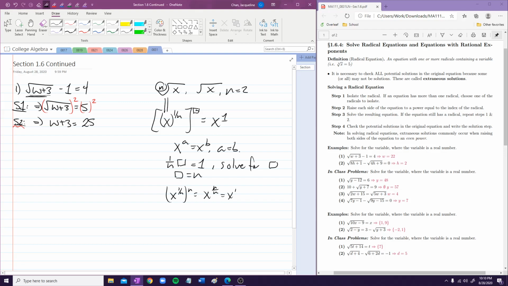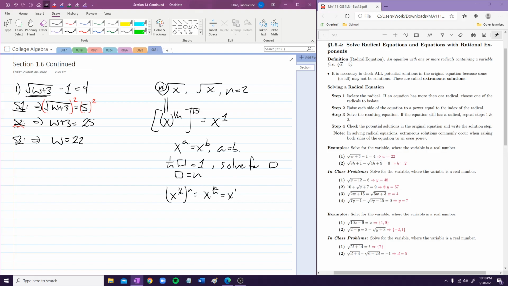Technically that was step 3. We solve after we square it. Oh, sorry, that was step 2. Okay, now step 3, we want to solve for the variable. So subtract 3 from both sides, then I get W is equal to 22. Right, so we don't have to repeat steps 1 and 2 because we do not have any more radicals.